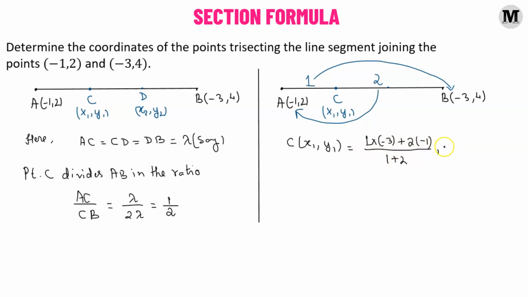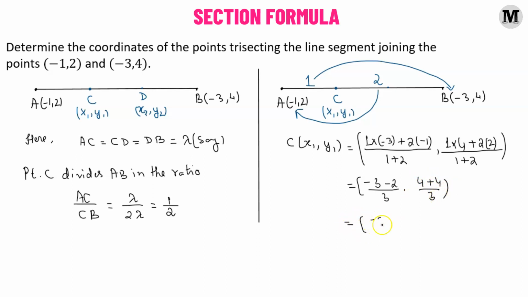To find the y coordinate, we'll take 1 and multiply it with the y coordinate of B, that's 4, and add it to 2 times the y coordinate of A, that's 2, divided by 1 plus 2. So we have (-3 minus 2) divided by 3 for the x coordinate, and (4 plus 4) divided by 3 for the y coordinate. That gives us the value (-5/3, 8/3). So this is going to be the coordinate of point C.